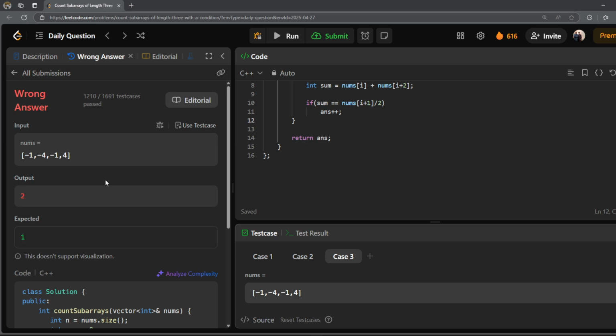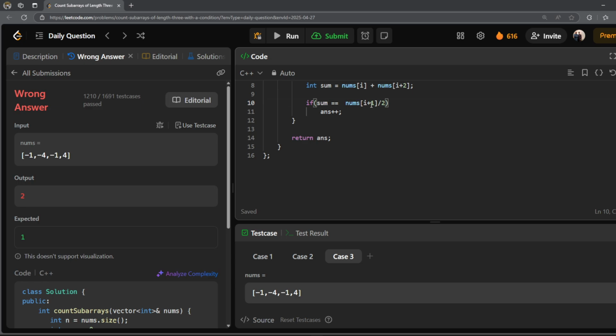Okay, so why does it fail actually? Let's have a look. What they're saying is that both of these subarrays are actually valid, but output is coming out as 2, whereas expected was 1. Okay, so I need to typecast this as float, because what's happening is that -1 divided by 2 is actually becoming 0, and -4 plus 4 is also 0.